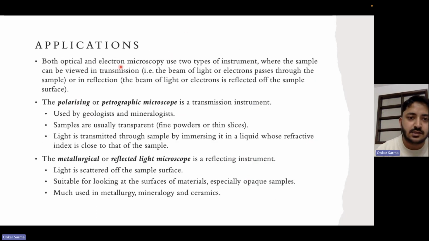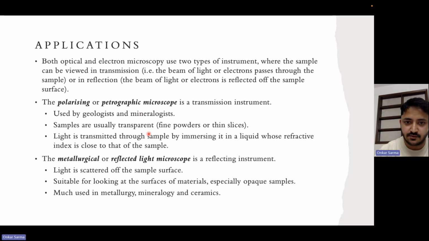So electron microscopy also acts similar to optical microscopy, but the only difference is electrons are used instead of light to interact with the sample or the specimen. Basically, it works on the principle of transmission, where the beam of light, or electrons in the case of an electron microscope, is allowed to pass through the specimen in case of transmission, and it is reflected by the specimen in case of the reflection principle. So the polarizing microscope is a transmission instrument used by geologists and mineralogists.